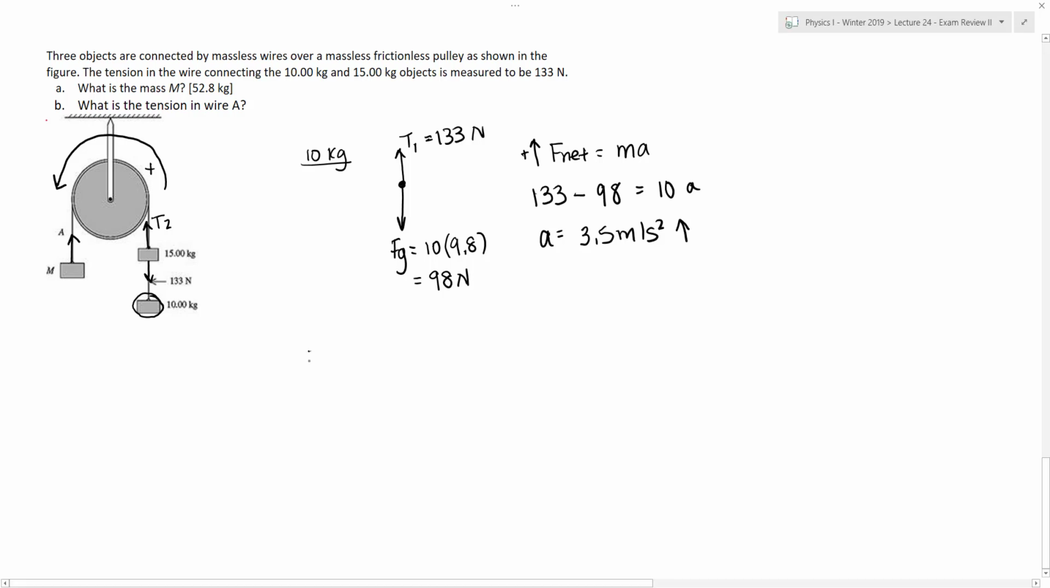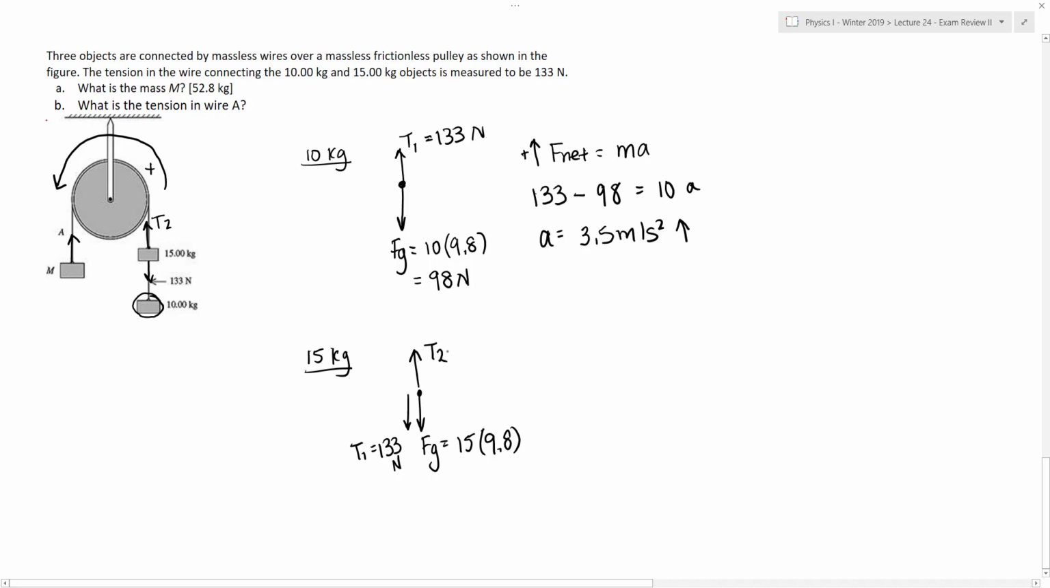Okay, so let's move on to this 15 kilogram mass. We'll draw a free body diagram of it. Okay, so what do we have here? We have a force of gravity, which is equal to its mass, 15 kilograms, times gravity, 9.8. We also have a tension, T1, so I'm just going to point it downwards, T1, and it's equal to 133 newtons, which is given in the question. And we also have another tension pointing upwards, which we're calling T2.